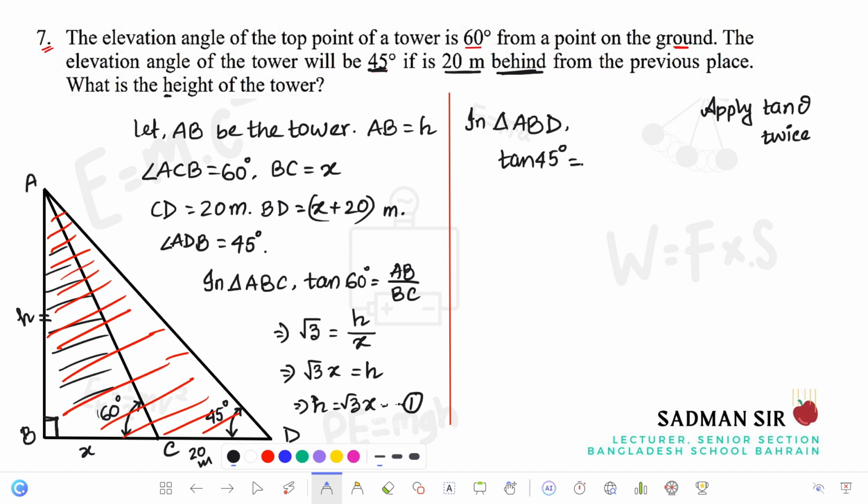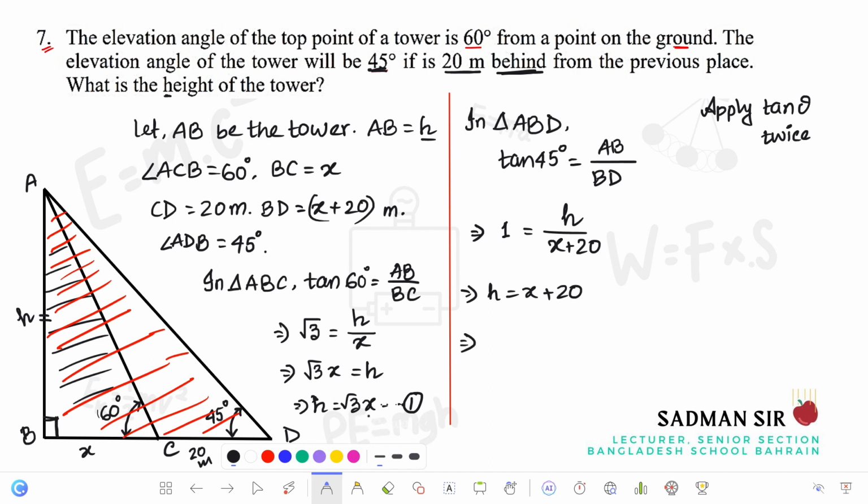So tan 45 degree we will take. And for 45, the opposite is still AB. And the adjacent, as we are considering the bigger triangle, is not only BC, rather it is from B to D, BD. So tan 45 has a value of 1, is equal to AB over BD. AB we have considered to be H, and BD is, you can see, X plus 20. If you cross multiply, it will be H is equal to X plus 20.